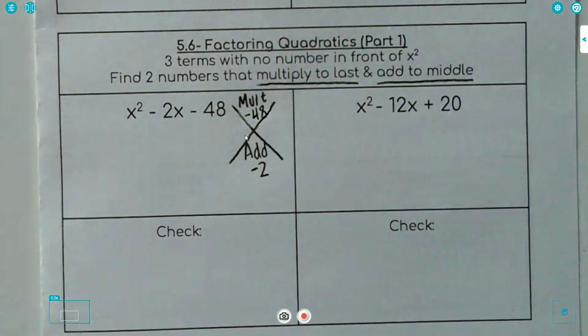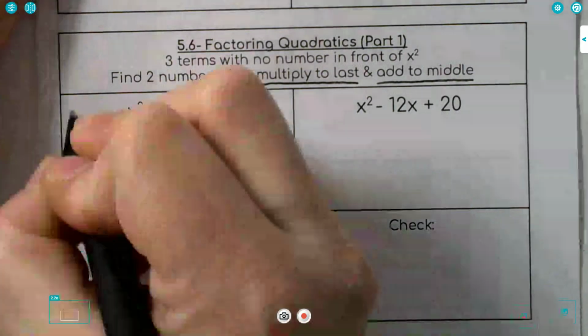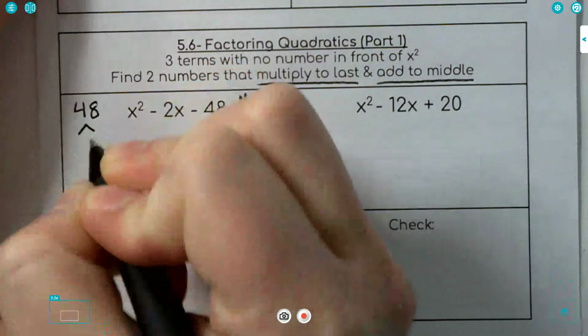Okay. Any questions about finding that fact of what we're trying to do? Okay. It is completely up to you. Some people are going to want to list out all their factors. Some people are not going to want to. If you want to list out all your factors, you can. Let's go ahead and do it on this one just in case you want to.